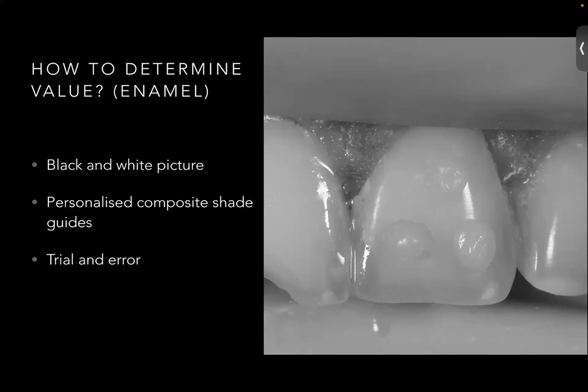Okay. Now, the picture on the right, what you see, that is called the composite button technique. You take small buttons of different shades of composite and you place them on the tooth.